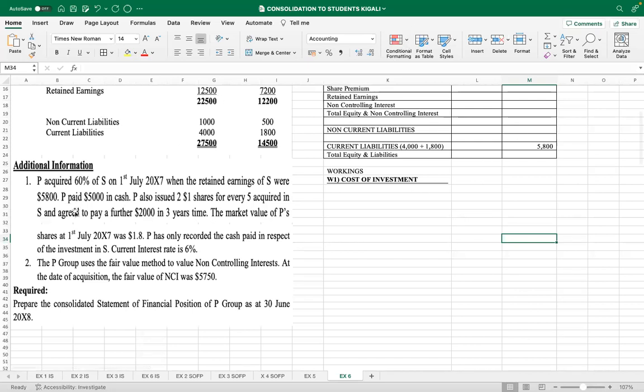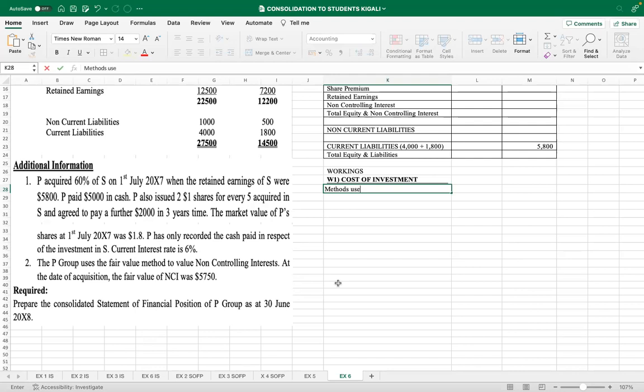Let's move on. P acquired 60% of S on 1st July 2007 when the retained earnings of S were 5,800. P paid 5,000 in cash. So, first of all, we need to see the methods used in acquisition of subsidiary. The methods that we have used in acquisition of subsidiary. Method 1, we have used immediate cash.